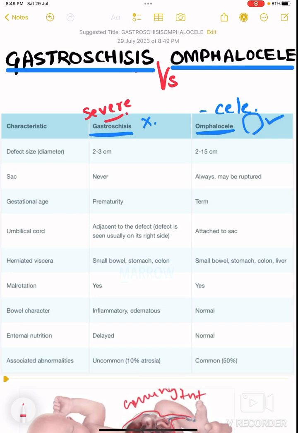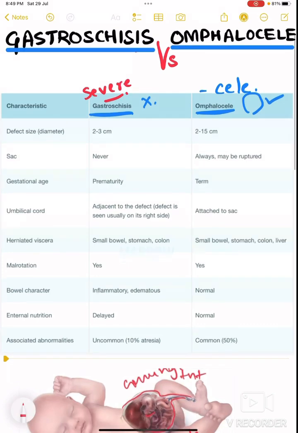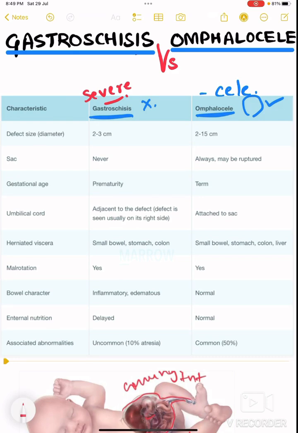First of all, why is gastroschisis a severe disease? Because there is no covering, there is no protection to the intestines. Because of the lack of covering, the intestine comes directly in contact with air and the external environment. This will cause necrosis, and ultimately you have to remove the intestinal parts, not the whole intestine, of course.